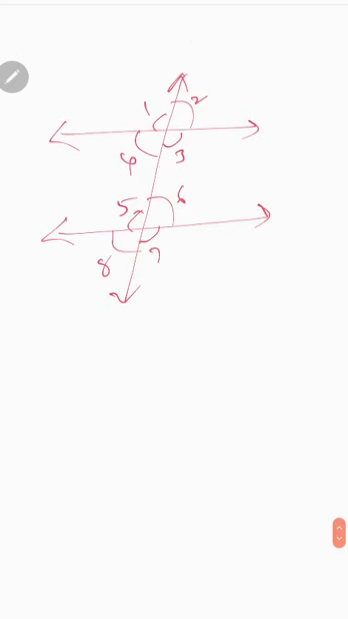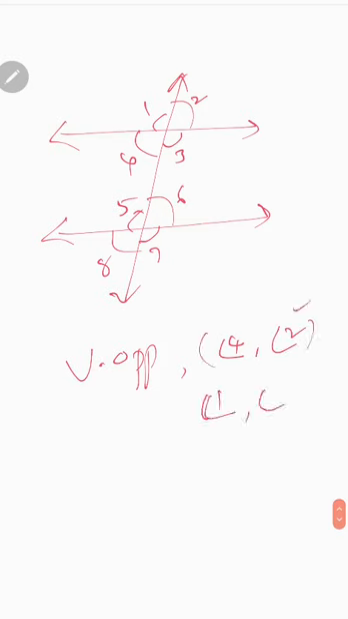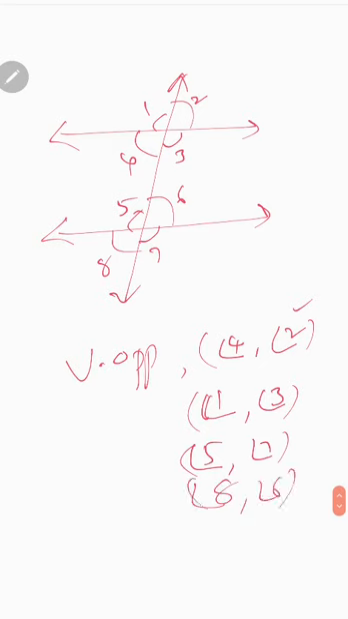And finally, two more types are there, vertically opposite angles. We all know that angle 4 and angle 2, these two are vertically opposite angles, and angle 1 and angle 3, these two are vertically opposite. Angle 5 and angle 7 vertically opposite. Angle 8 and angle 6 vertically opposite. Vertically opposite angles are always equal, we know that.